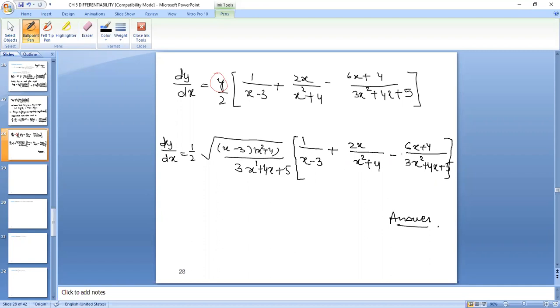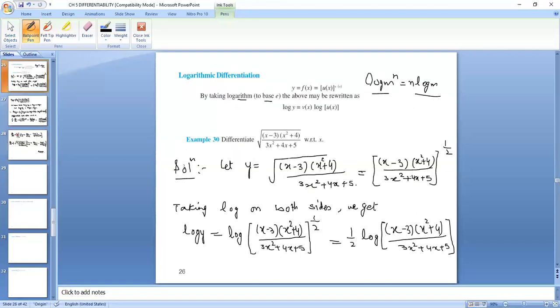You need not take LCM and simplify further, okay, because the solution will get more complicated. So our dy by dx is up to here only. So let us see again. We have differentiated square root x minus 3 x square plus 4 upon 3x square plus 4x plus 5.